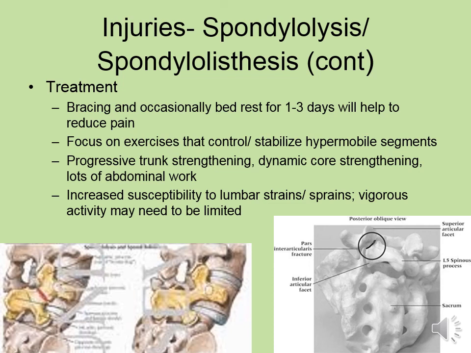Most of the time they're going to feel really good with flexion exercises, so more core and abdominal work for these individuals. And so we'll do progressive trunk strengthening, dynamic core strengthening, and a lot of abdominal work. But they could also do planks or bird dogs or things like that to help strengthen their spine as well.